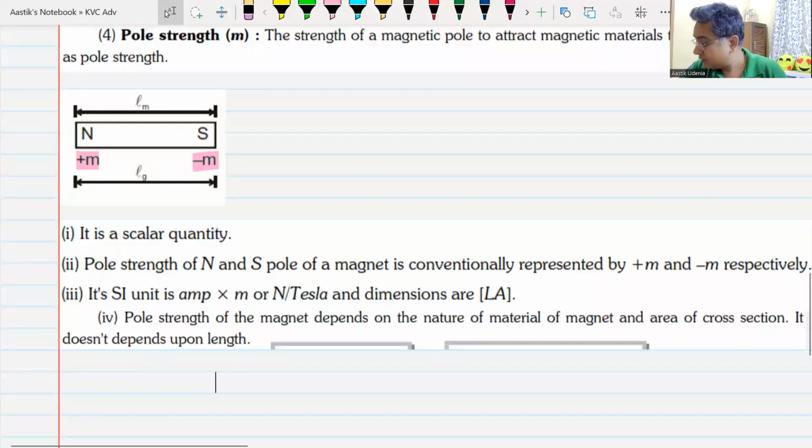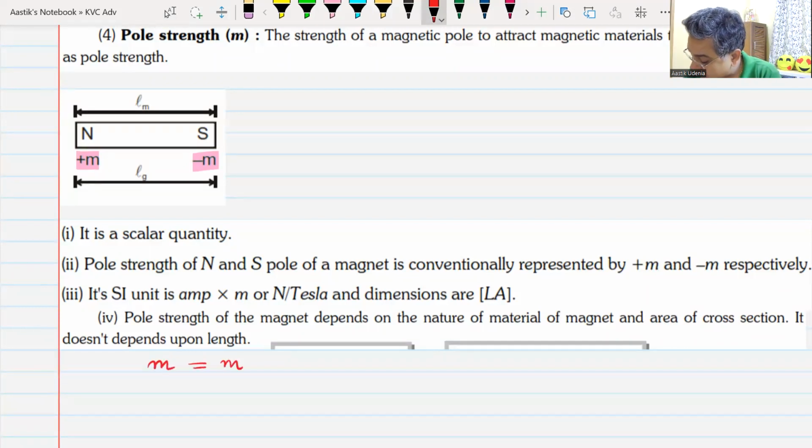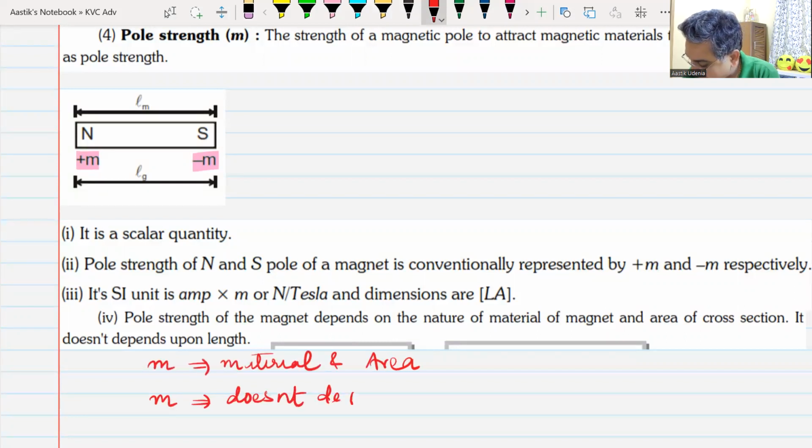And so magnetic pole strength depends on the material and it depends on the area of cross section. Magnetic pole strength does not depend on the length of the magnet. This is a very important thing that you must remember. I'll give you 2 minutes to note it down.